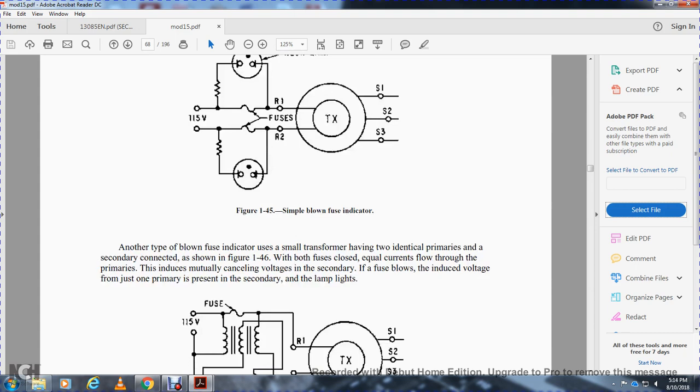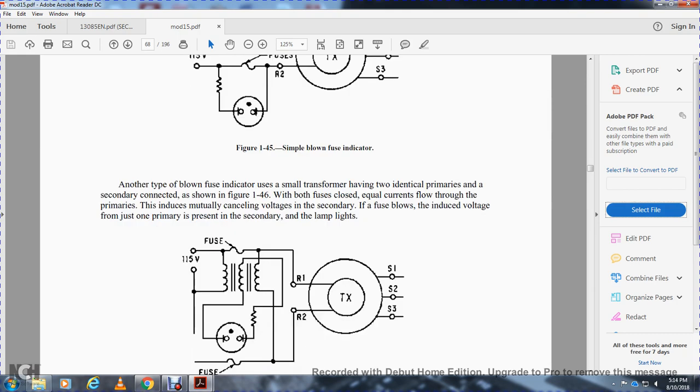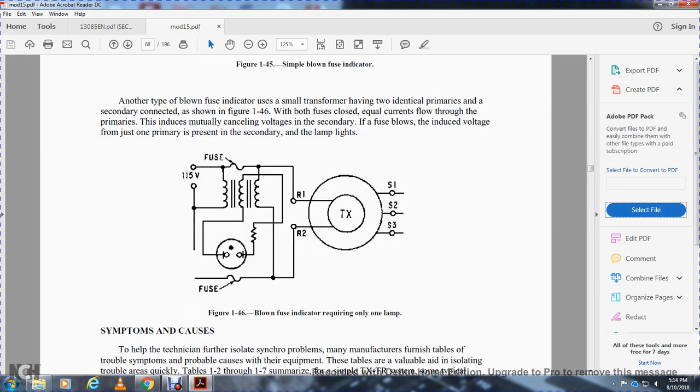Another type of blown fuse indicator uses a small transformer with two identical primaries and a secondary connected as shown in figure 146. With both fuses intact, equal current flows through the primaries, and the induced voltages in the secondary normally cancel. If a fuse blows, the induced voltage with just one primary present lights the secondary lamp. Figure 146 shows the blown fuse indicator requiring only one lamp. It shows the 115 volts with the two transformer iron cores in between them and the fuse. The resistor is in line with the lamp and transformer. Rotor 1 and rotor 2 on the torque transmitter, with stator 1, stator 2, and stator 3.